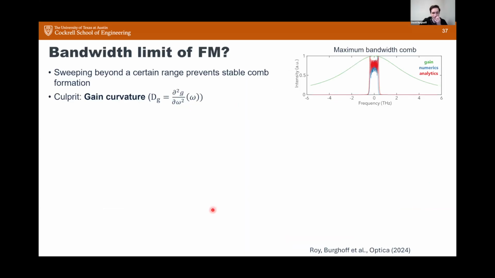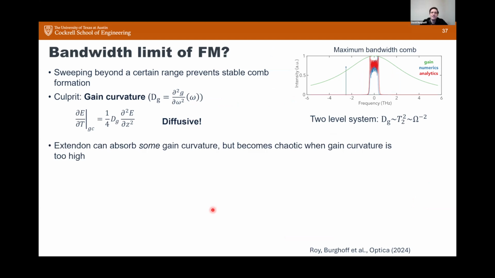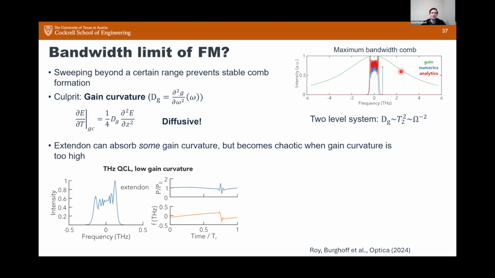This is probably a little too technical for this talk, and this is one of our recent results. So I'll go through this part fast. But basically, what we showed is that these extended solutions are also affected by the gain bandwidth. As you sweep too far across the center of your gain spectrum, your amplitude falls off. And it turns out your extender can absorb some of that.